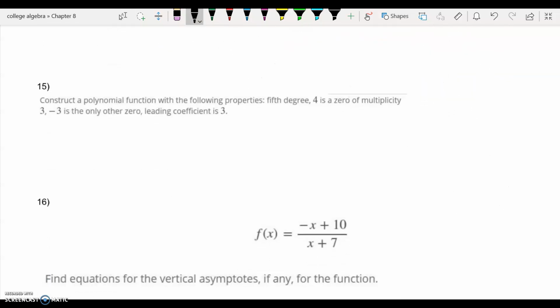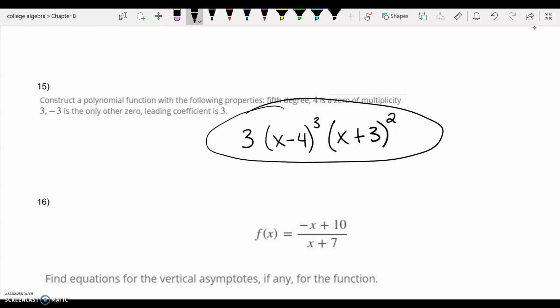Construct one that is 5th degree. 4 is a 0 with multiplicity of 3. So that means I would do the opposite sign. 3 would be the multiplicity, so that's your exponent. The only other one is a negative 3, but I got to have a 5th degree, so I need my exponents to add up to 5, and then your leading coefficient is 3, so you put the 3 out front. That's how you'd write that.